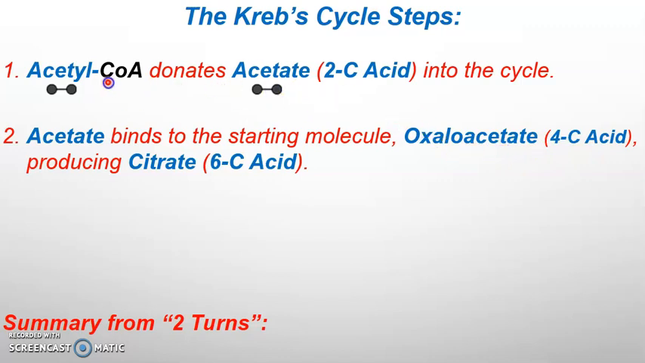So CoA adds the 2-carbon acetate molecule here to oxaloacetate, again a 4-carbon molecule. And our first stable intermediate that we make is called citrate or citric acid.